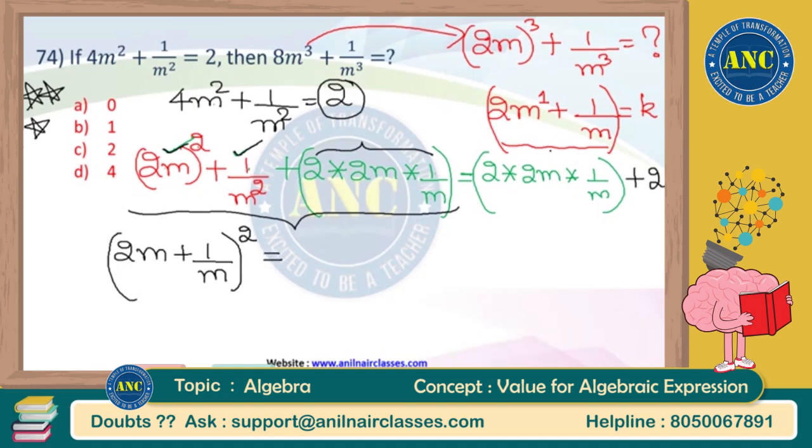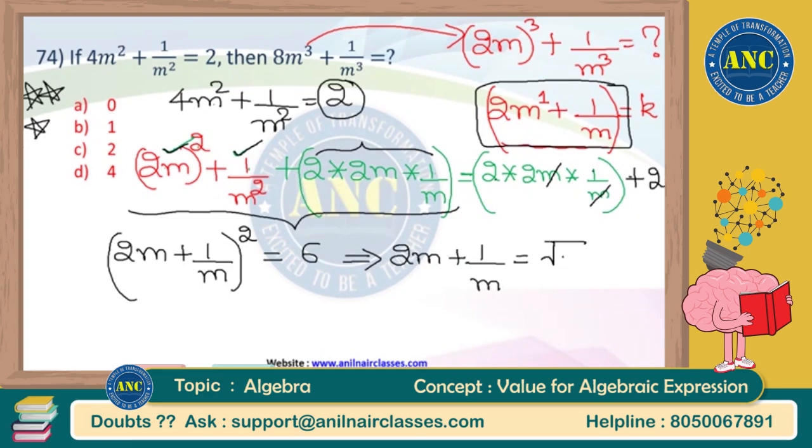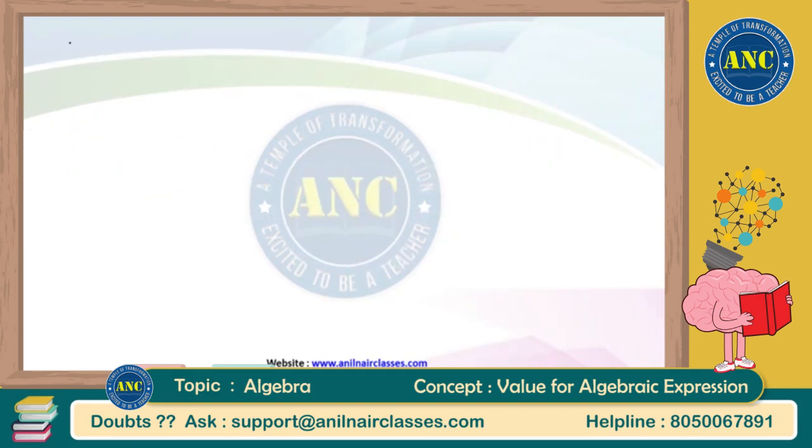A plus b whole square is nothing but the entire left hand side. On the right hand side, this m will cancel out. 2 into 2 into 1 is nothing but 4. 4 plus 2 is 6. That means I came to know that 2m plus 1 by m whole square is equal to 6. But I don't want 2m plus 1 by m whole square. What I require is 2m plus 1 by m only. That means 2m plus 1 by m is nothing but, if I shift the square to the right hand side, it becomes square root. It is nothing but square root of 6. Now it is very, very easy for you to solve it, sir. It is never a difficulty.